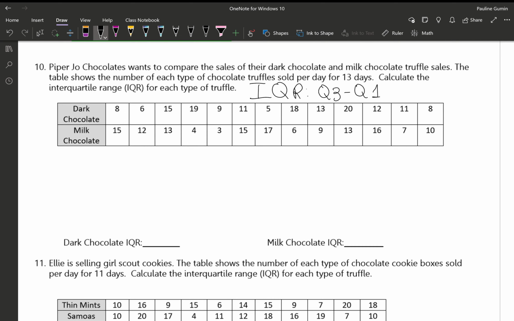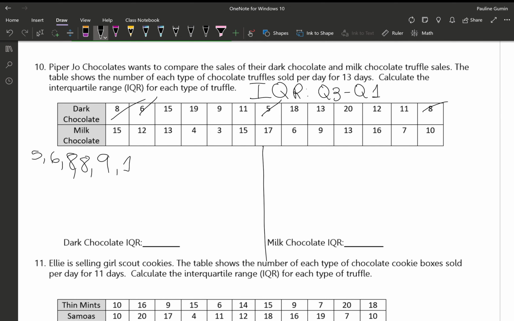Okay, so what I'm going to do is reorganize both dark chocolate and milk chocolate in smallest to largest so that I could find quartile 1 and quartile 3 and do some subtracting. So if you want to do this on your own first, go ahead and pause. You know the drill. I'm going to go ahead and write them down. So this is the list I got for dark chocolate. 5, 6, 8, 8. Let's cross them off.